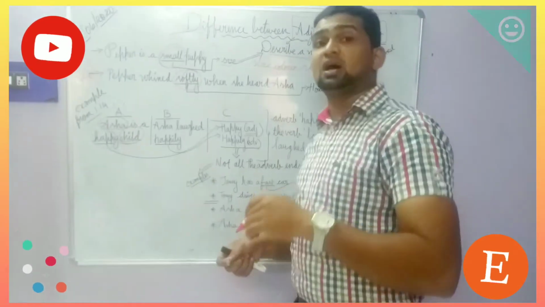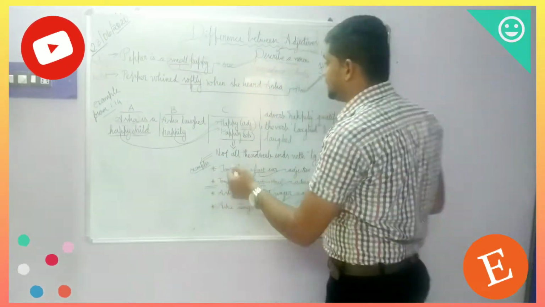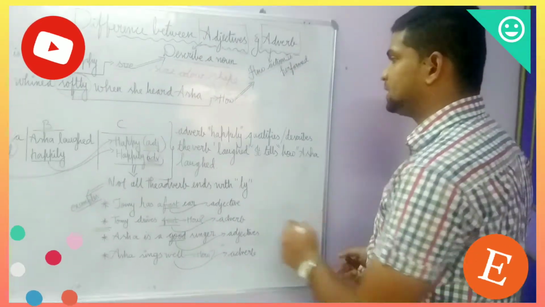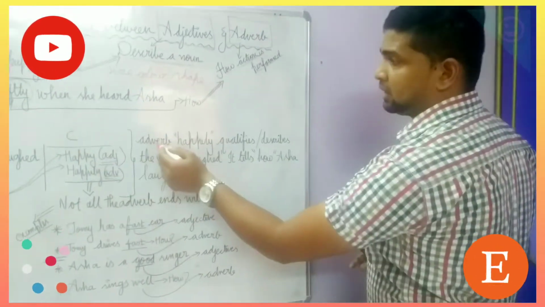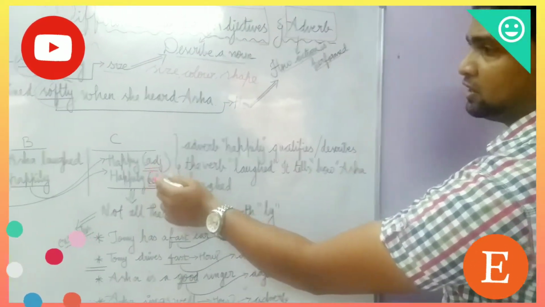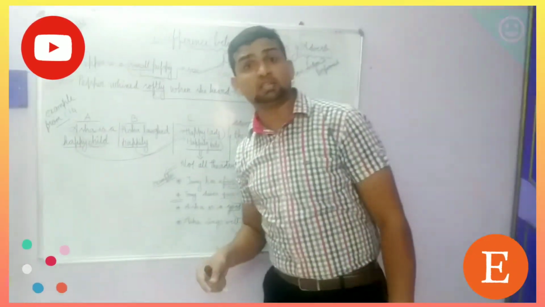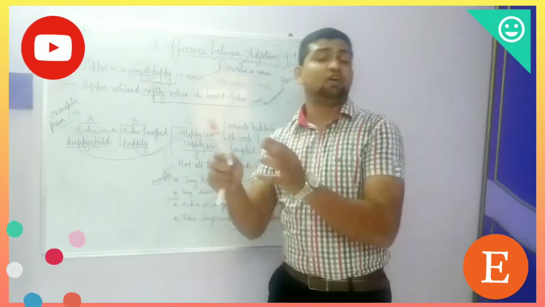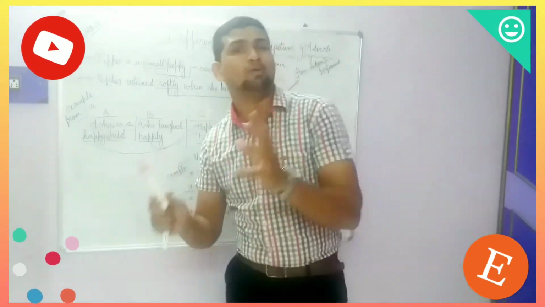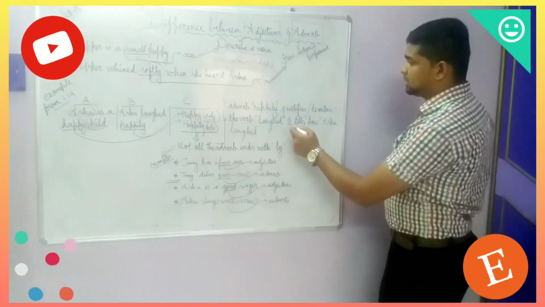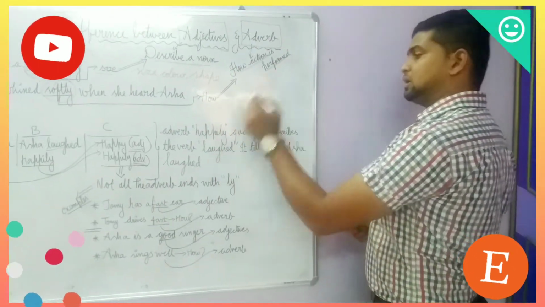B, Asha laughed happily. How did Asha laugh? Happily. So this happily will become an adverb. Fine. Listen. From this example, the adverb happily qualifies, describes the verb laughed. So what is laughed? Laughed is the verb. So sometimes we can also define adverb as modifying a verb. In another definition I am telling you, it tells how Asha laughed.